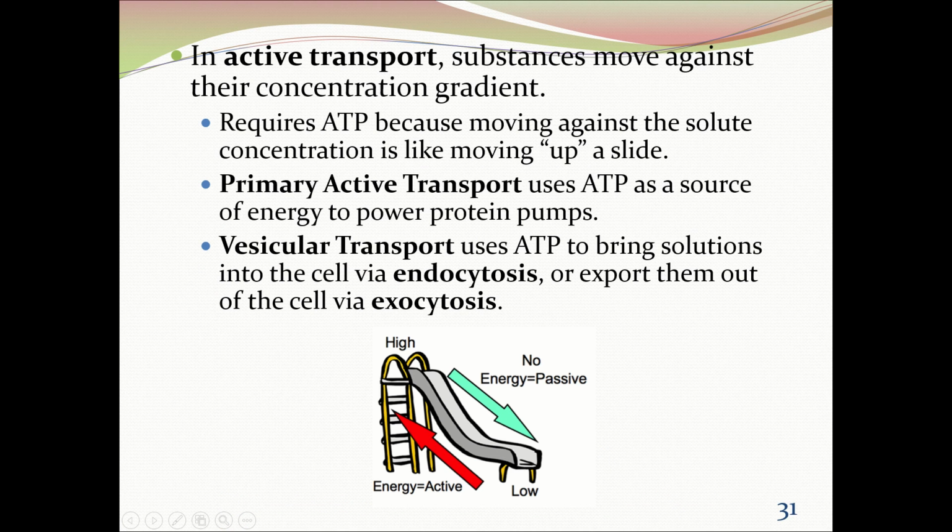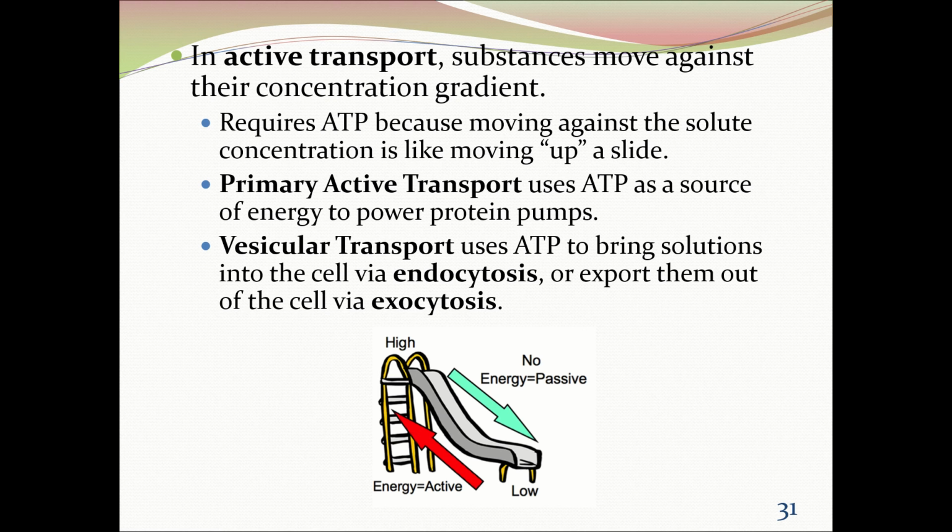In active transport, substances move against their concentration gradient. This requires ATP because moving against the solute concentration is like moving up a slide. It's going against gravity, basically. There are two major types, primary active transport and vesicular transport.